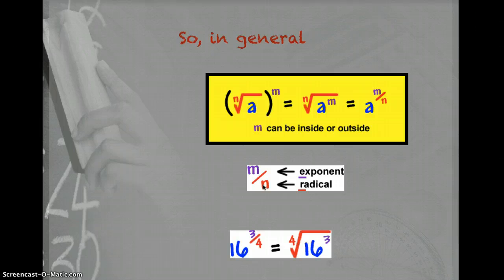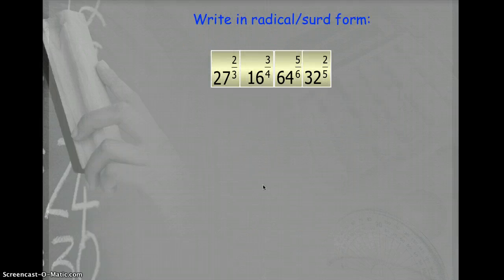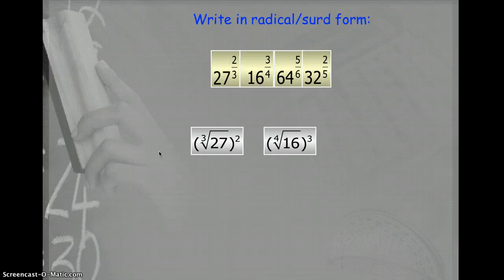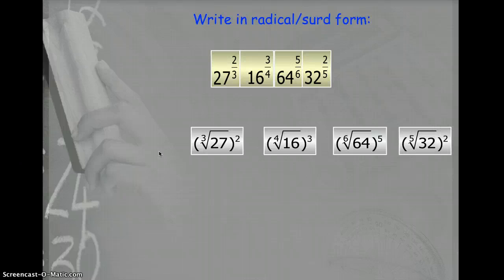Moving on. Let's check some of your understanding. Write in radical or surd form. Stop the video and then solve it. Okay, moving on. Here are your answers. Cube root of 27 raised to the second power. Fourth root of 16 raised to the third power. Sixth root of 64 raised to the fifth power. And fifth root of 32 raised to the second power.